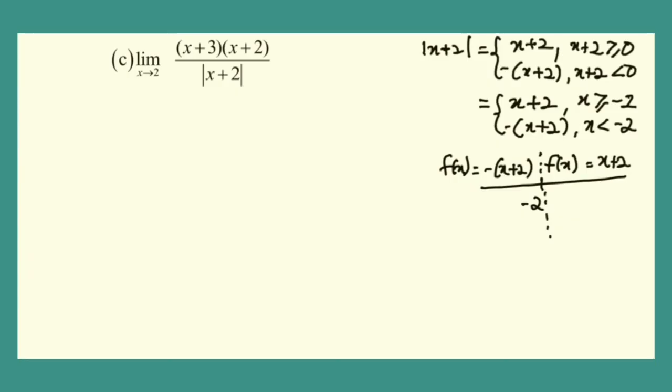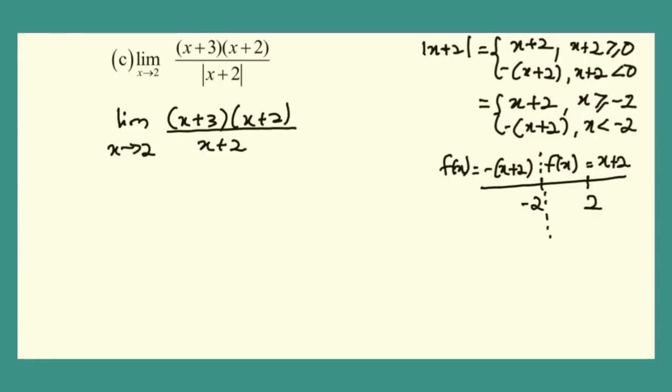Now look at x equal to 2. Here is x equal to 2. We have the same function at the left and at the right of x equal to 2. Then find the limit of (x plus 3) times (x plus 2) over modulus x plus 2 at x equal to 2, which is positive x plus 2, as x approaches 2. No need to find the left hand and right hand limit. Okay, and then we can cancel out x plus 2.